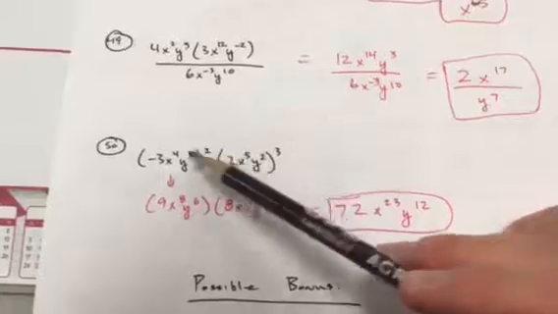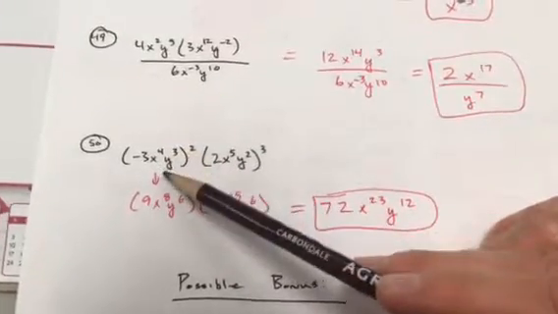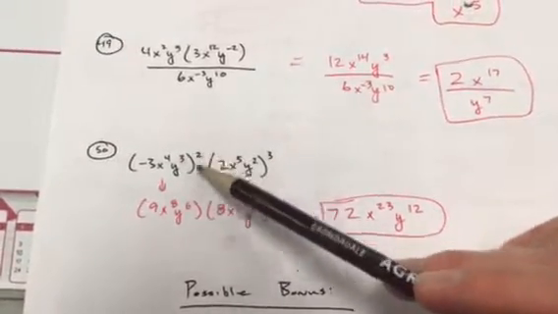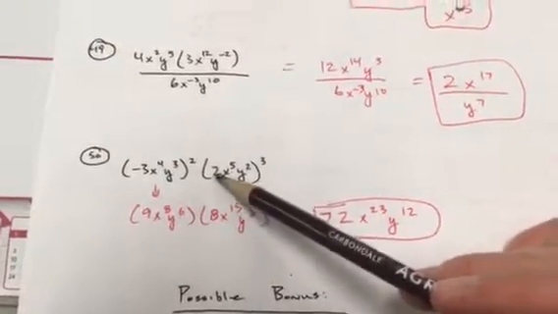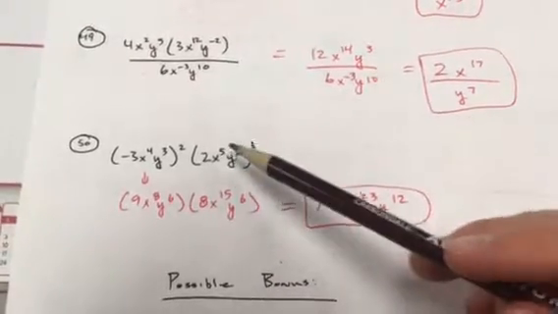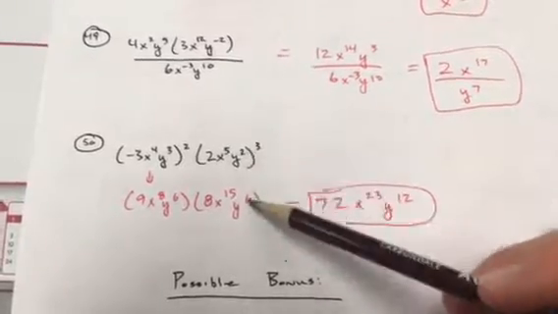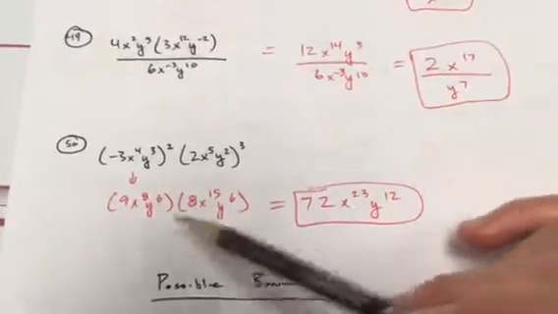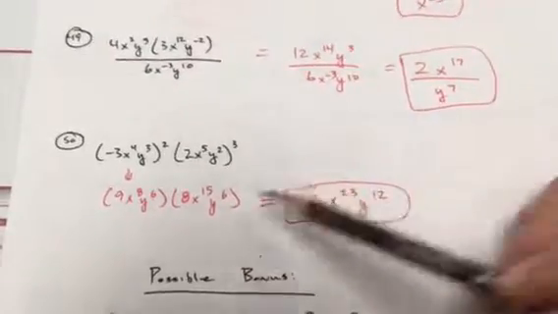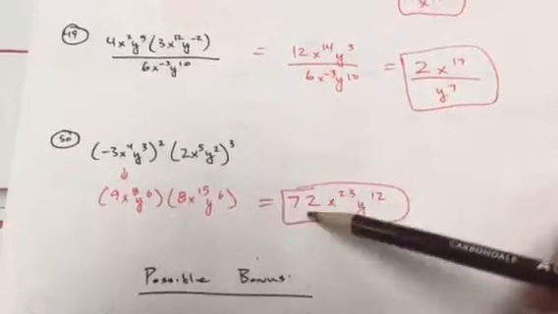50, you want to square negative 3. That's a positive 9. A power to a power means you multiply the powers. 4 times 2 is x to the 8th. 3 times 2 is y to the 6th. 2 to the third is not 6, it's 8. 2 times 2 times 2 is 8. X to the 5 times 3, 15. Y to the 2 times 3, 6. We don't have a power to a power anymore, so now we add the exponents. 8 plus 15 is 23. 6 plus 6 is 12. 9 times 8 is 72.